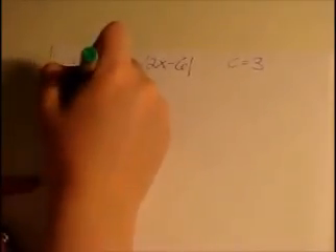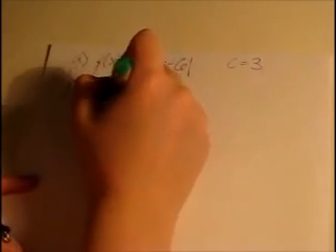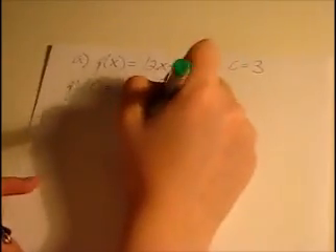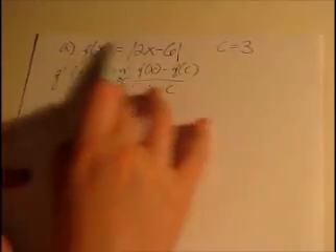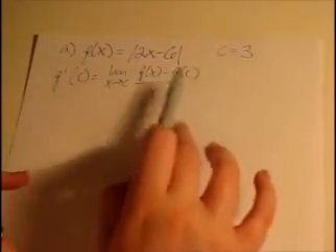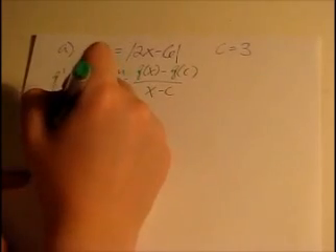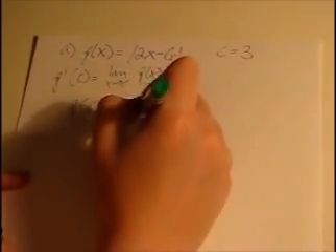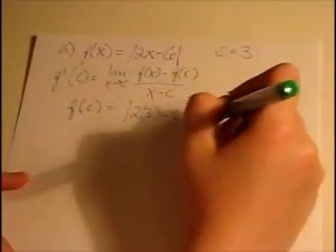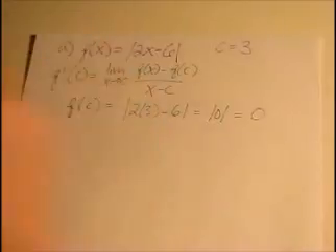Okay, so let's see what our formula is again. I'll write this in green. We have f prime of c equals the limit as x approaches c of f of x minus f of c over x minus c, right? Okay, so let's see what we can plug in here. We're already told f of x, we're already told what c is. What is f of c? f of c equals the absolute value of 2 times 3 minus 6, and that equals the absolute value of 0, which is, of course, 0.